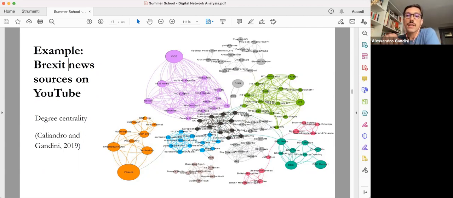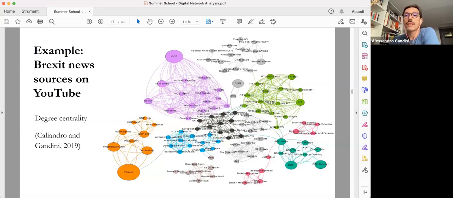But essentially, what we have done here is collect this data. We of course managed the data set and made sure that it was readable. And what we were looking for was to find clusters of channels that were together for a reason. So we found that there were different clusters, which are visualized here in different colors. This is something you can do on Gephi. And this is a network based on degree centrality, of course.